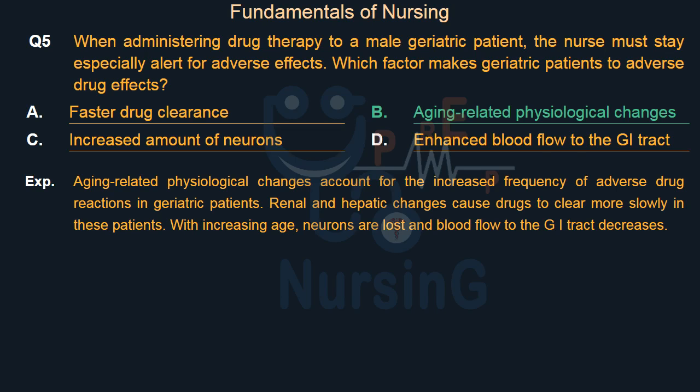Aging-related physiological changes account for the increased frequency of adverse drug reactions in geriatric patients. Renal and hepatic changes cause drugs to clear more slowly in these patients. With increasing age, neurons are lost and blood flow to the GI tract decreases.